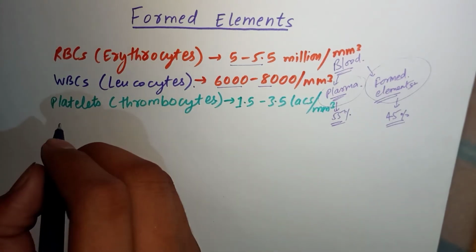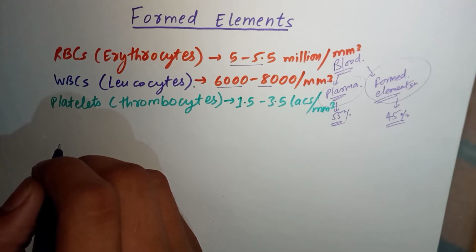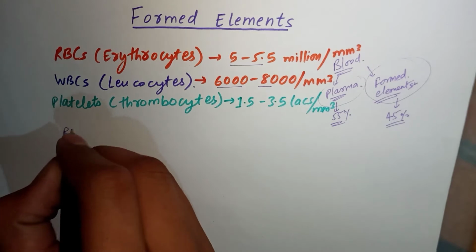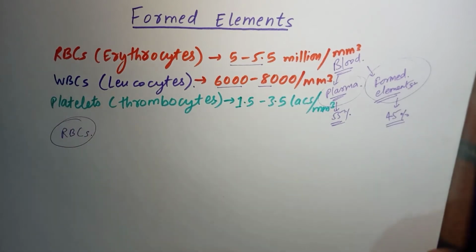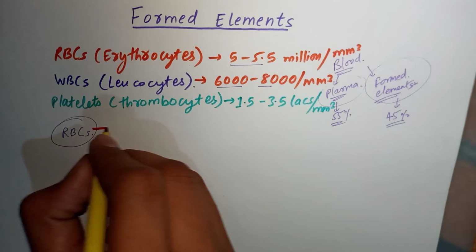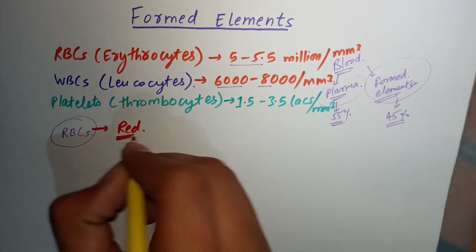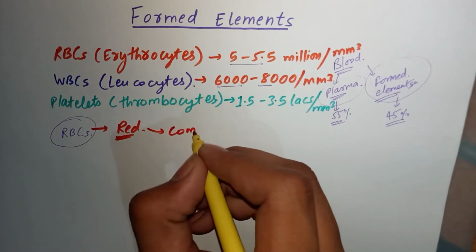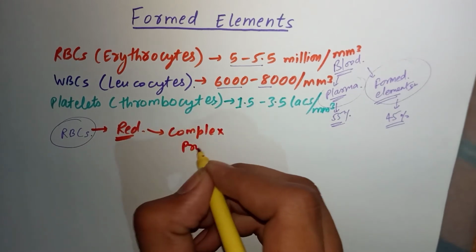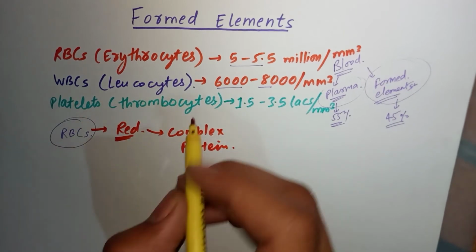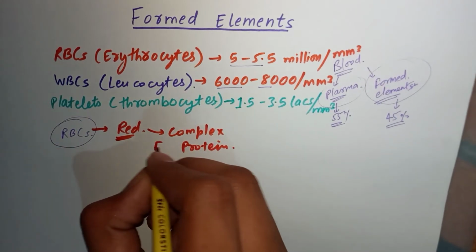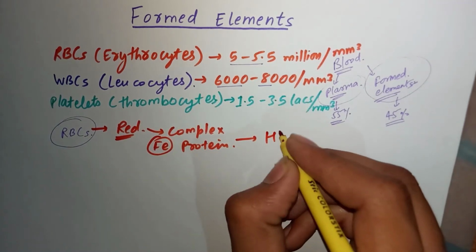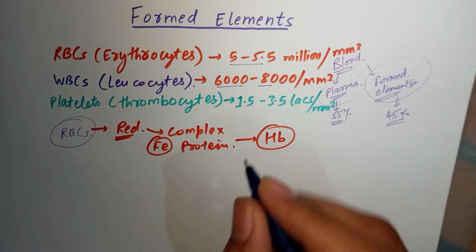So what are RBCs? RBCs are red blood cells, so they appear red in color. Why do they appear red in color? Due to the presence of a complex iron containing protein, which is known as hemoglobin, HB.